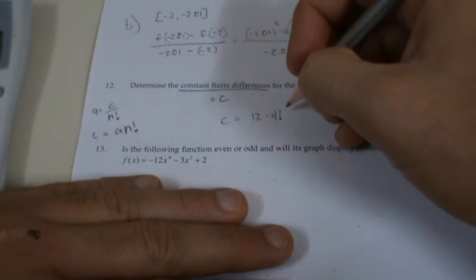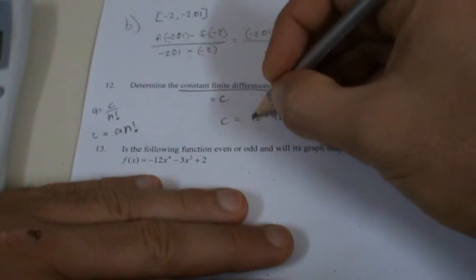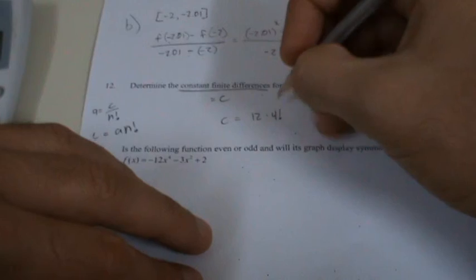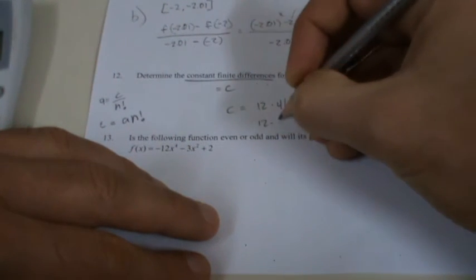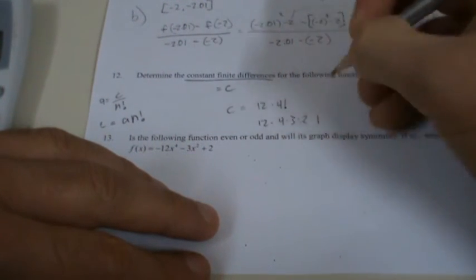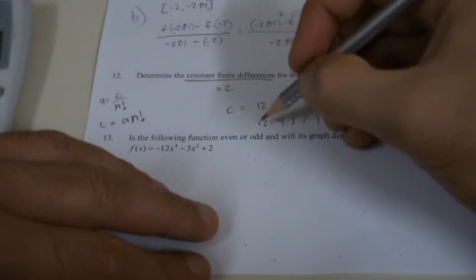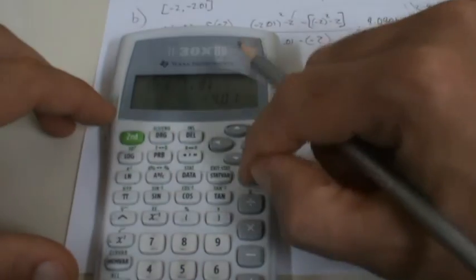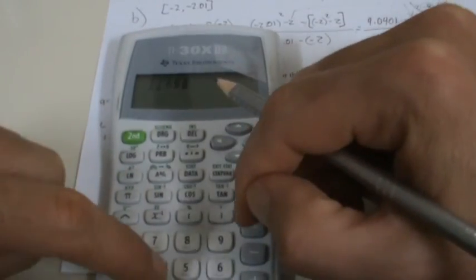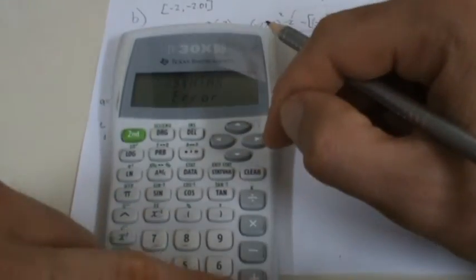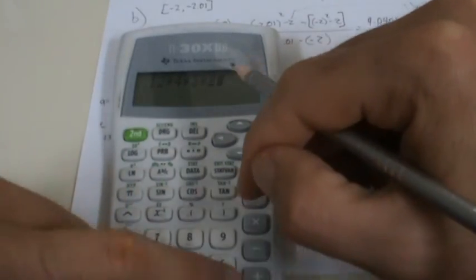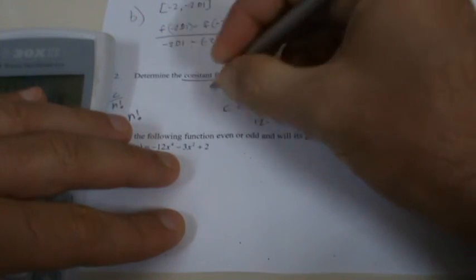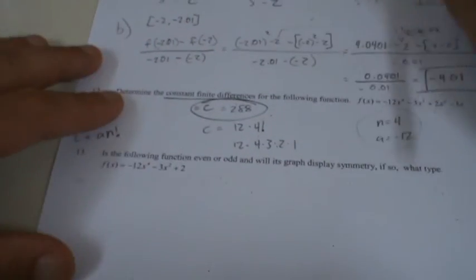We know that we do factorials before multiplication. You don't want to multiply this and then apply the factorial. You want to apply the factorial, and then multiply. So it's 12 times 4 times 3 times 2, which is 288. You might get some pretty big numbers there.